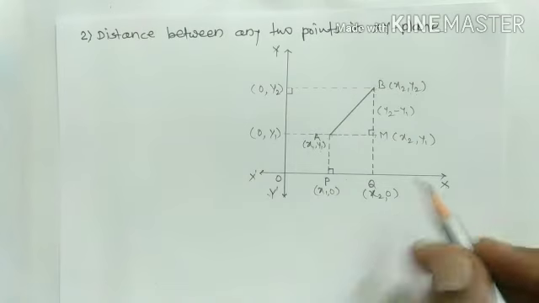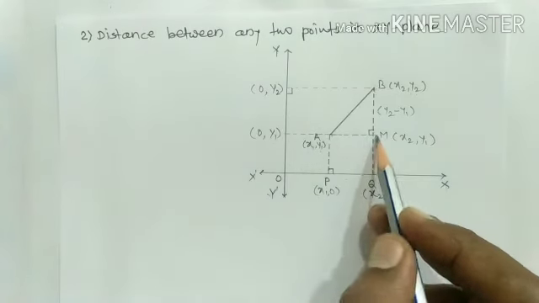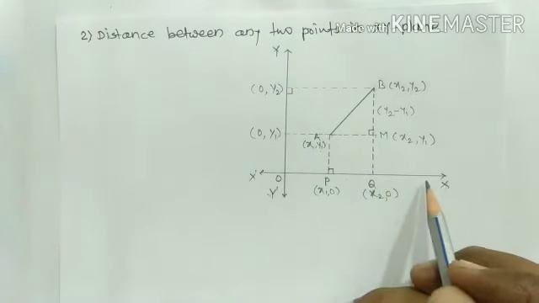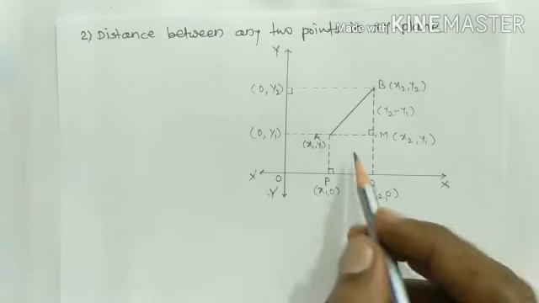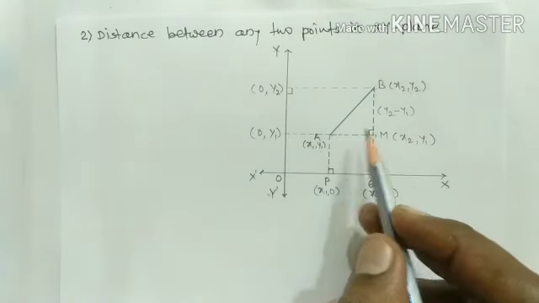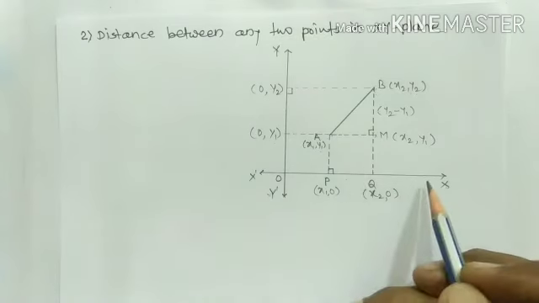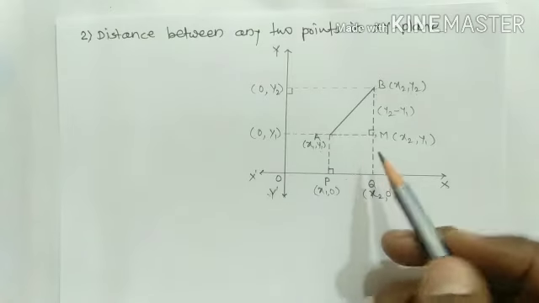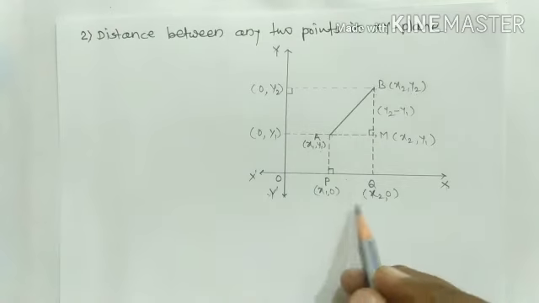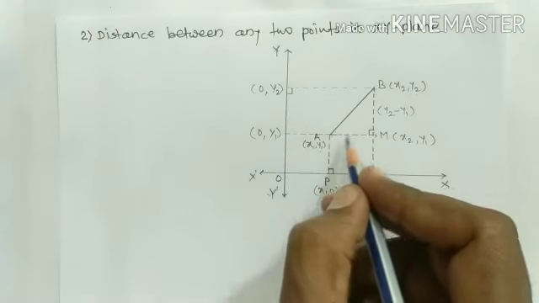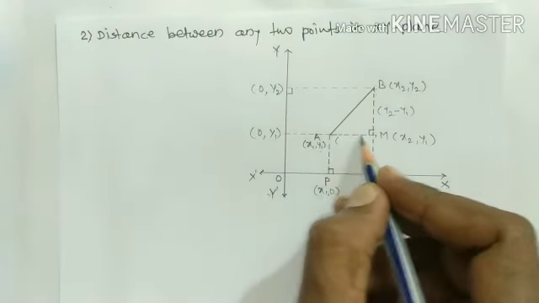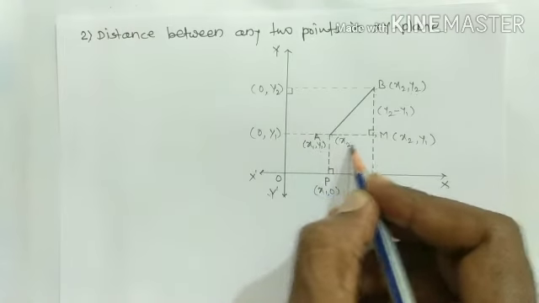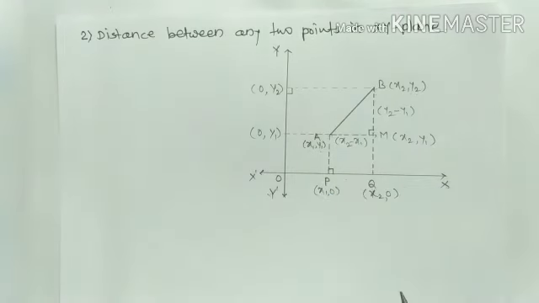In the same way, the segment AM is parallel to the x-axis, and we know how to find the distance between the 2 points if the segment joining these 2 points is parallel to the x-axis. We can find the distance between these 2 points by subtracting the x coordinates, that is x2 minus x1. So distance AM is x2 minus x1.